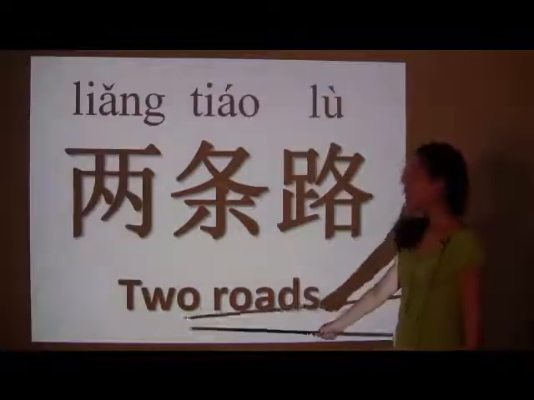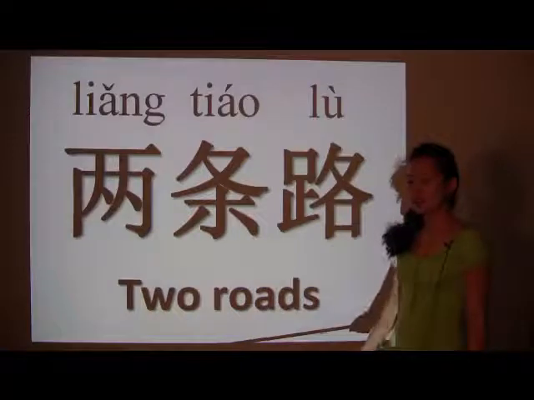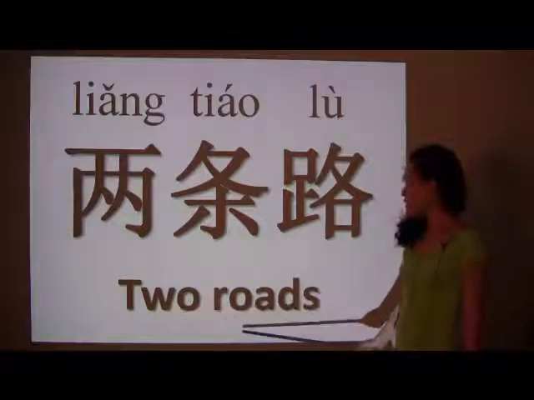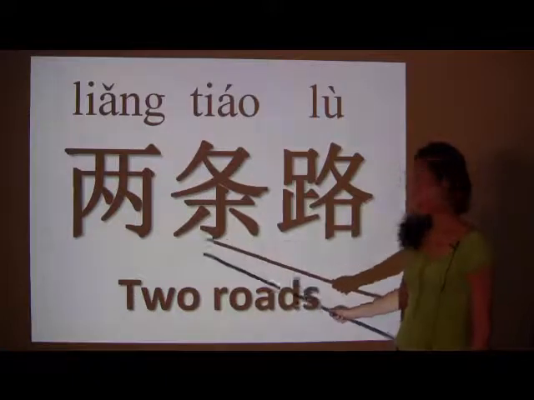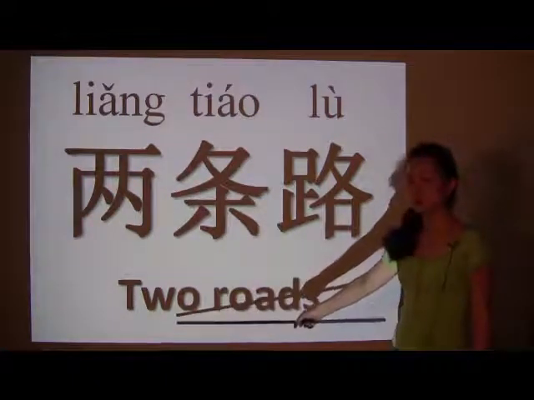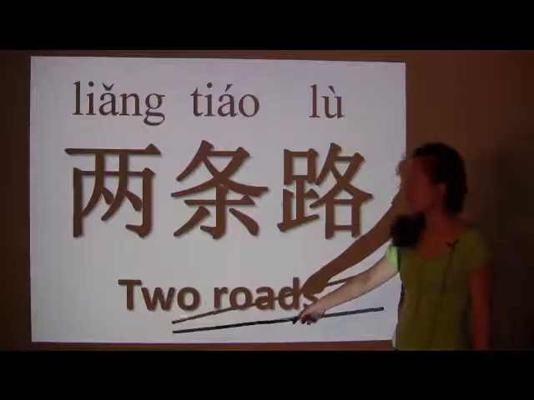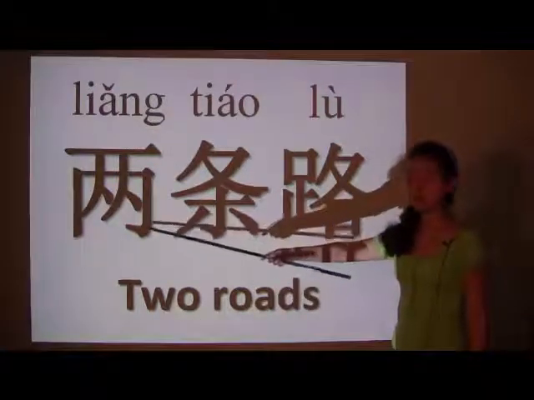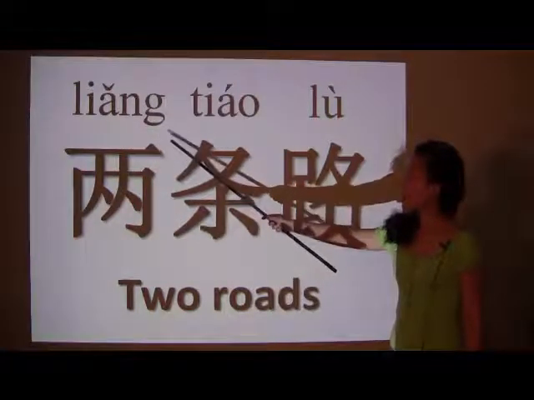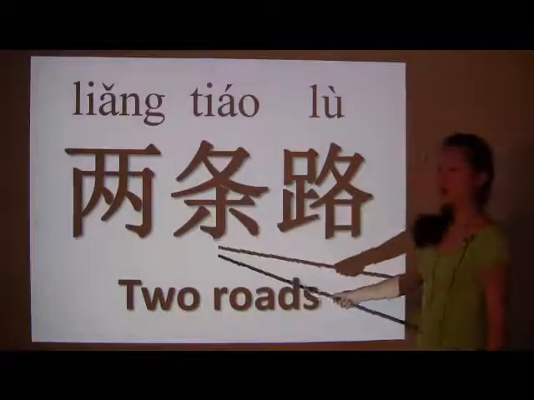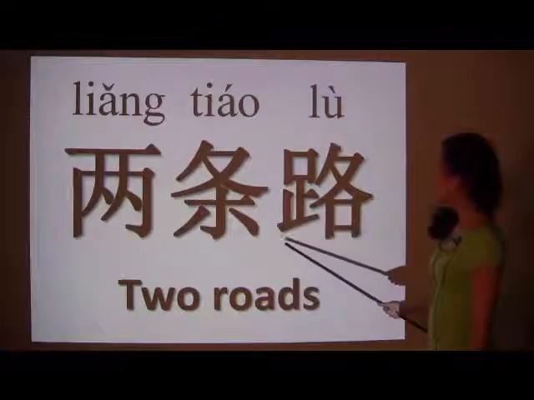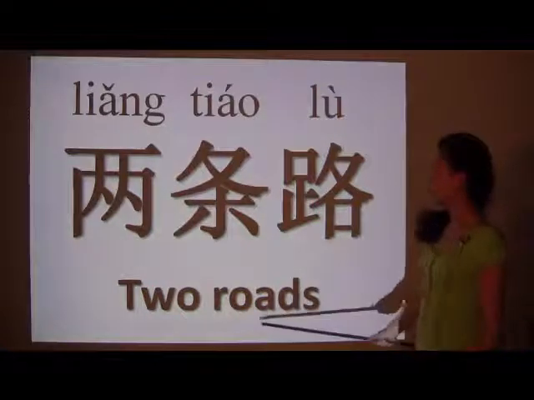Example, 2 roads. Now remember, for roads, the article is 条. That part's right. But when you say 2, you can't use the number 2. You have to use this form. 两. So, 两条路. Lu is the character for road.